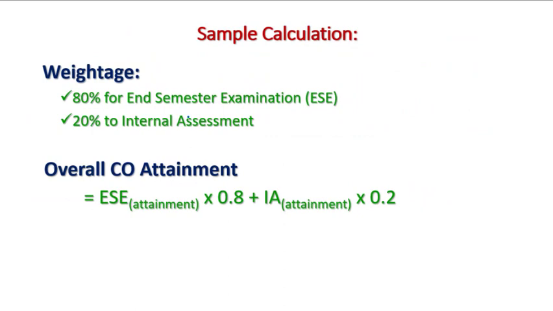In our example, sample calculations, the weightages are 80% for end semester or board examination, 20% for internal assessment. But this can be anything like 70-30, 60-40 and so on, but it should be with proper justification and documentation. Now the formula is: overall CO attainment is equal to 0.8, which is the 80% weightage, multiplied by the end semester or board examination attainment level, plus the internal assessment attainment level multiplied by 0.2. This value will give us the overall attainment level.